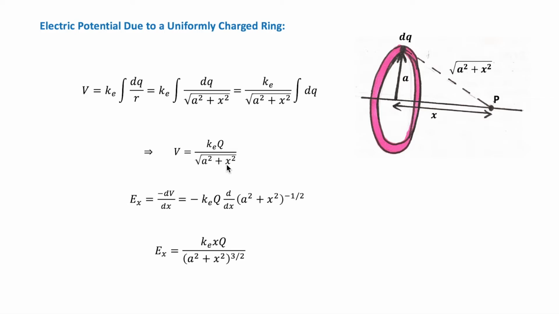So let's find the electric field at point P using this expression of V. So Ex is equal to minus dV over dx, and if we solve this, we get Ex is equal to Ke Q x over (a squared plus x squared) to the power of 3 over 2. This result agrees with the expression we got before from the direct integration of the electric field.